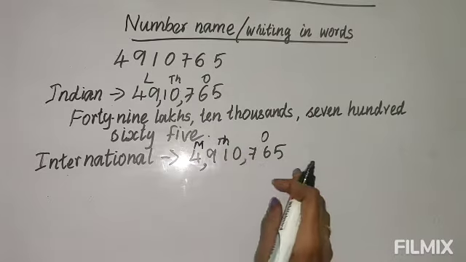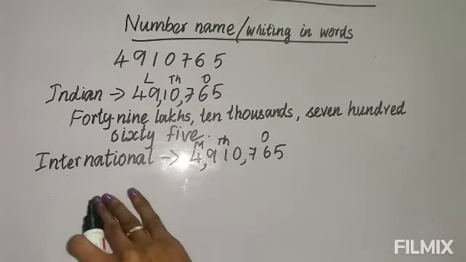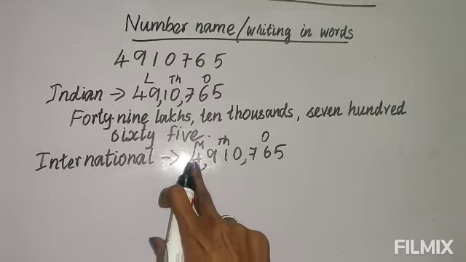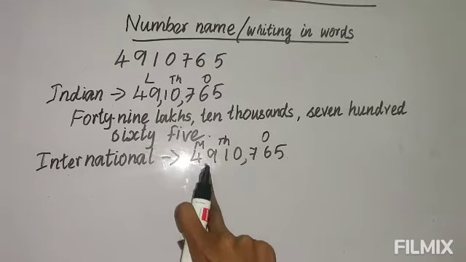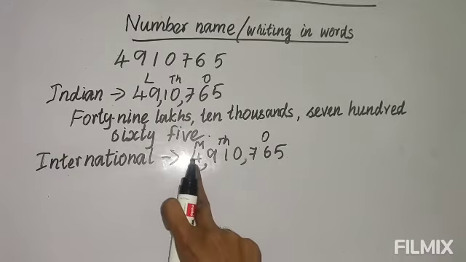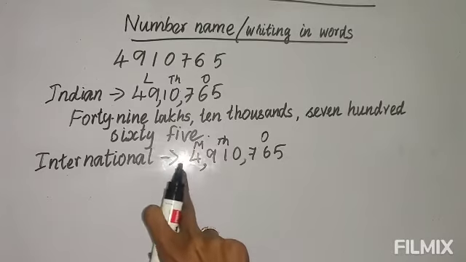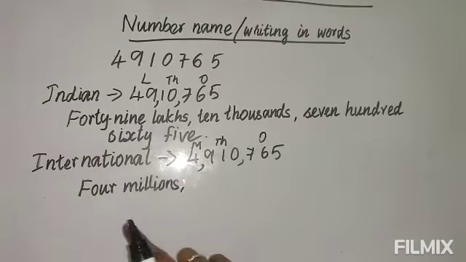So when you put a comma, you put it from the right side, but when you write the number name, you write from the left side only. Here, you only count up to the comma. Up to this comma, the number is only 4. So the number is 4 and its period is million. So you will write 4 million. So 4 million we have written.